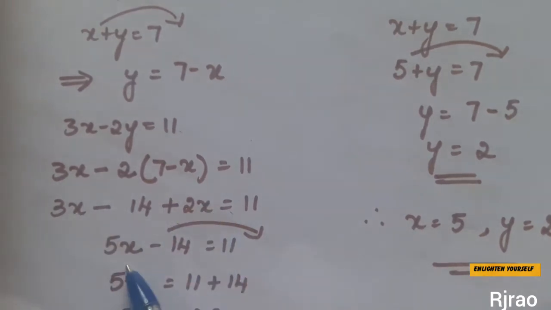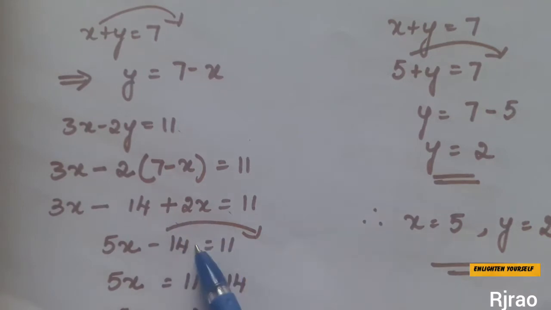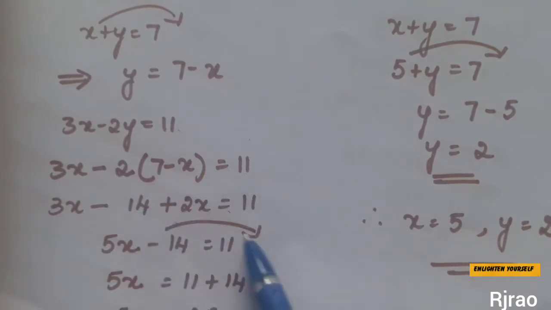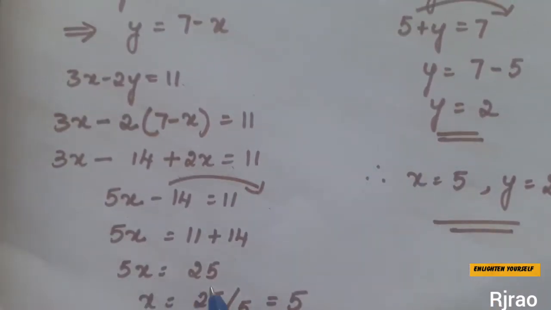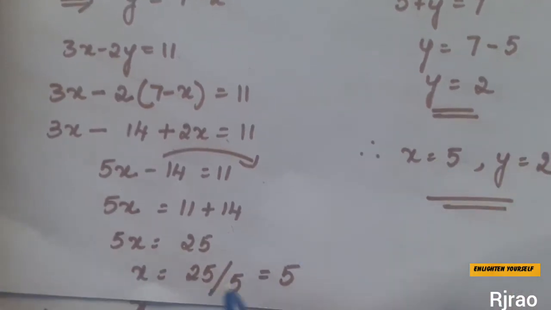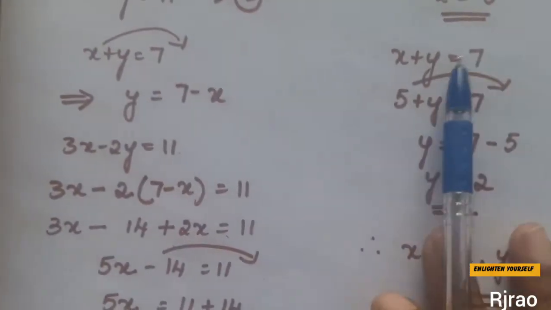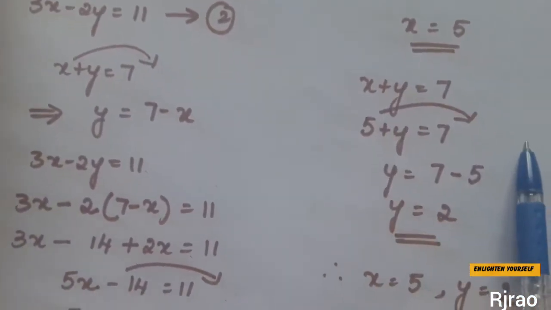3x plus 2x is 5x, and then minus 14 I have shifted here to the RHS and it becomes plus 14. So 5x is equal to, we will get 25. So x is equal to 25 by 5, which is nothing but 5. So the value of x we got, x is equal to 5.